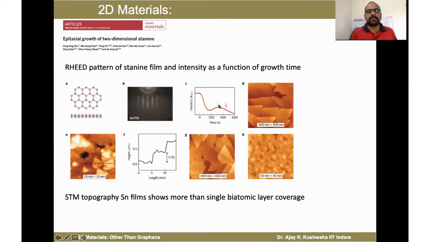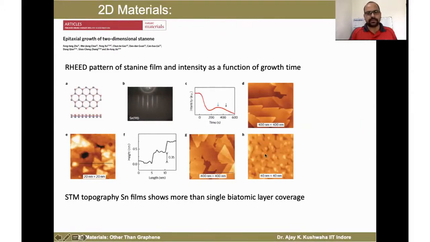And figures E and G show the STM topography of the Sn film. You can see a few layers are visible here, and this is the bottom side, and by just putting a line scan we can get the idea about the thickness of the layer. Similarly, here they have zoomed in, and you can see the clear-cut flake formation or sheet formation, and the sheet can be further magnified, and we can see basically the internal structure of the surface of the stanene.